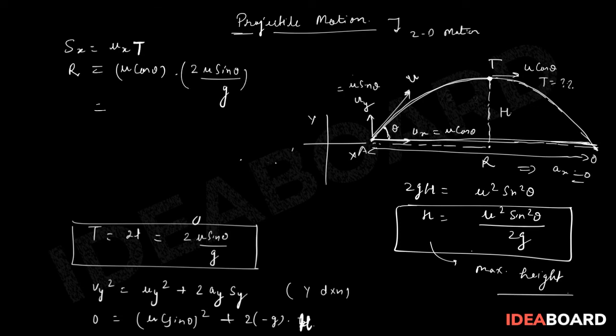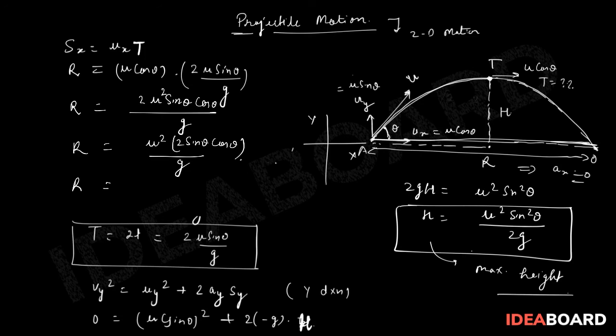Now what I can write in a nice manner is 2u sin theta cos theta by g, and this u and u will become u square. So now this can be written as u square, sin theta cos theta into 2 by g. Now we should know that 2 sin theta cos theta is nothing else than sin 2 theta. That means this is u square sin 2 theta by g. So this is the value of the range we have obtained.